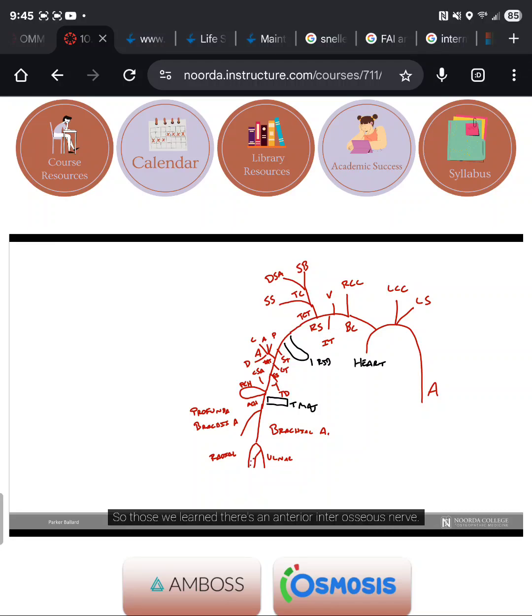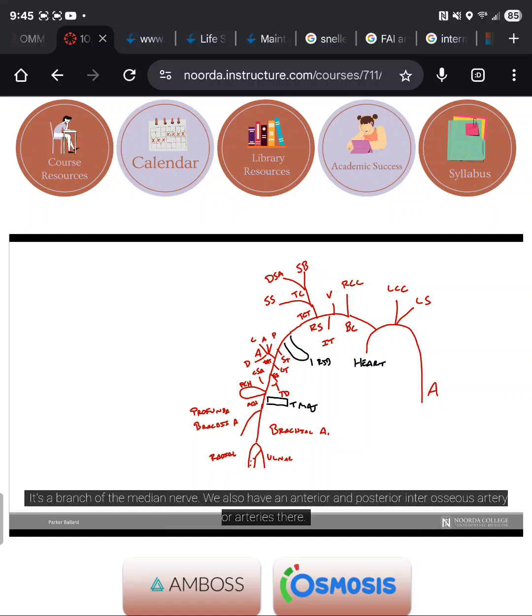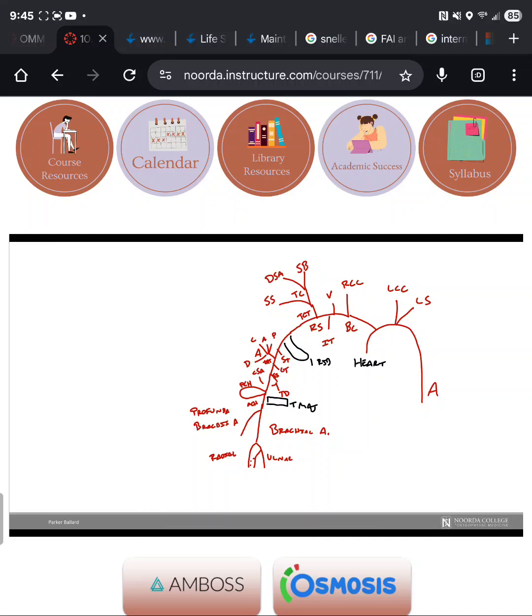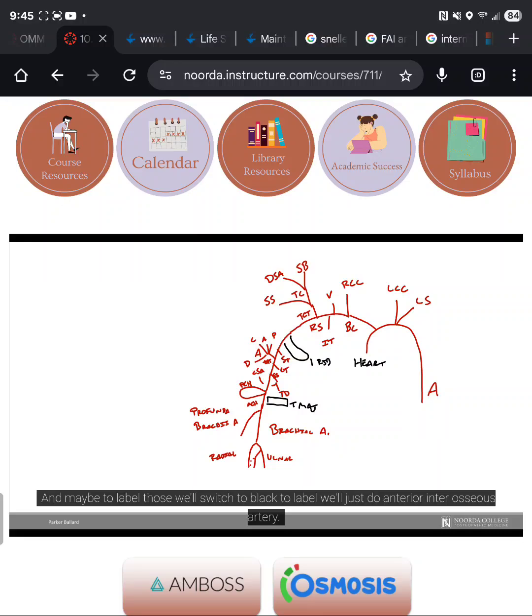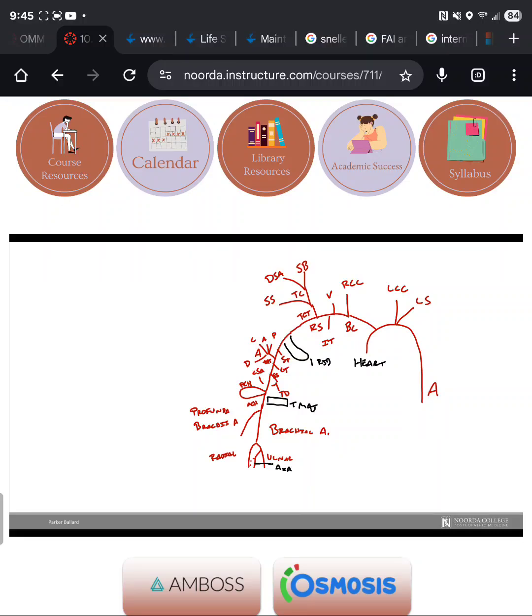So those, we learned there's an anterior interosseous nerve, it's a branch of the median nerve. We also have an anterior and a posterior interosseous artery or arteries there. And maybe to label those, we'll switch to black to label. We'll just do anterior interosseous artery. And then the radial and ulnar arteries will continue into the hand.